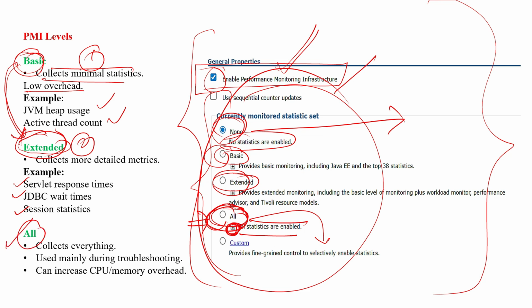Third, as I said, is all. All is going to collect every metric statistic which you can see here. You can click on this plus button here, I will show you in the execution as well, and it will list out all the subsystems that are going to be monitored. Okay, the last one is custom.